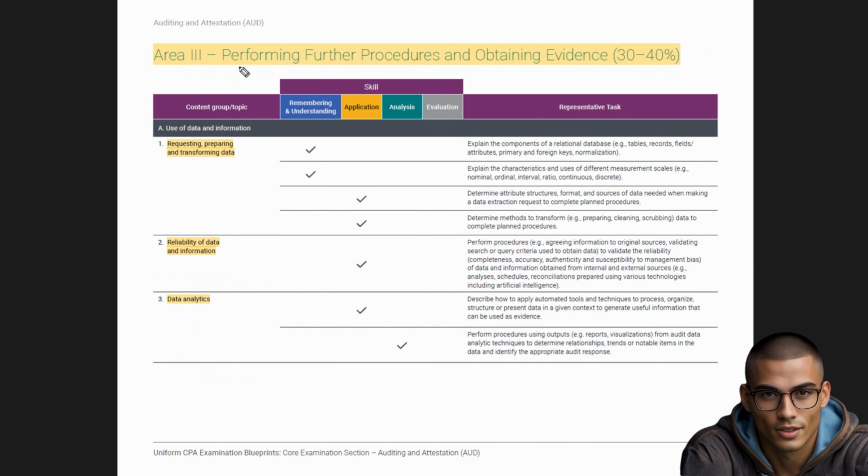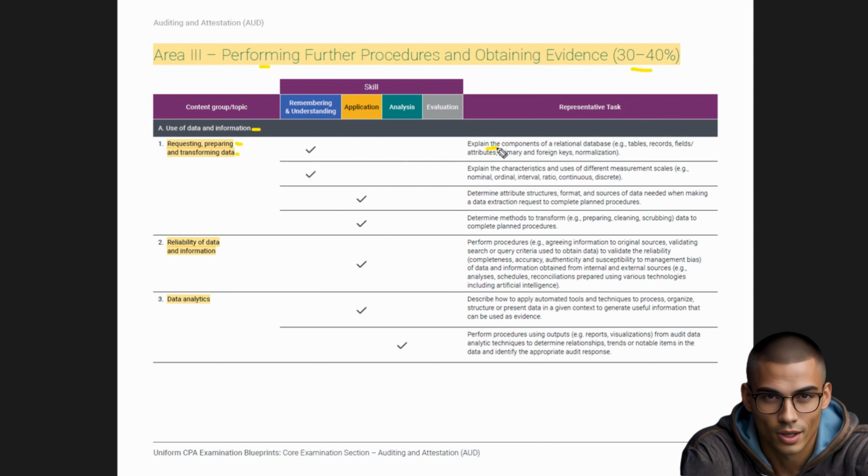Next, we have Area 3 of the audit exam, which is performing further procedures and obtaining evidence, which is 30 to 40% of the auditing and attestation exam. Here we're going to take a look at the use of data and information. We're going to request and prepare and transform data.